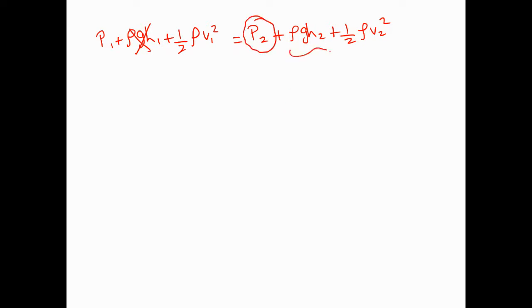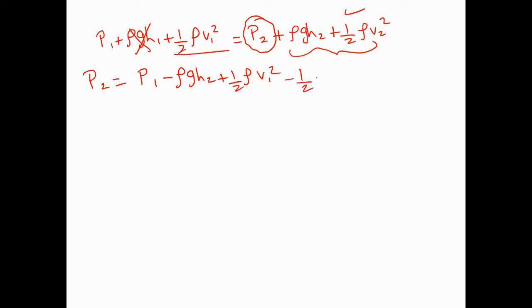Could you please take these two terms to the left hand side? When you take them to the left hand side, the sign becomes negative. So I will get P2 equal to P1 minus rho g h2, and here we have a plus sign, so plus half rho v1 square, and this will move to the left hand side. It becomes minus half rho v2 square.